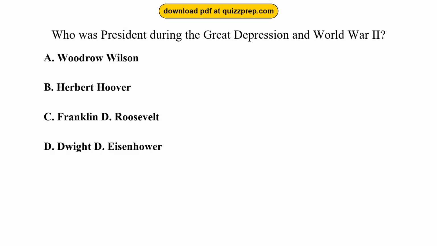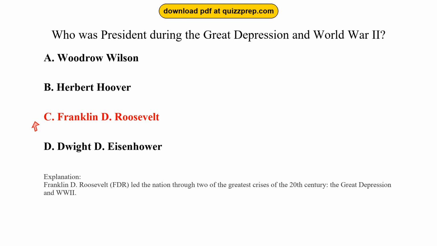Question 88. Who was president during the Great Depression and World War II? Option A, Woodrow Wilson. Option B, Herbert Hoover. Option C, Franklin D. Roosevelt. Option D, Dwight D. Eisenhower. The correct answer is option C, Franklin D. Roosevelt.